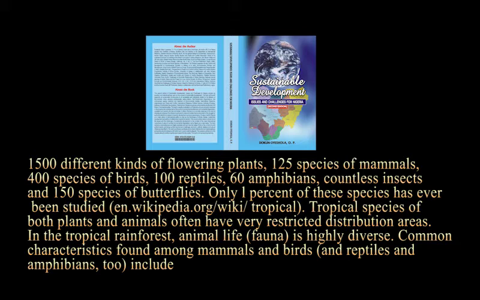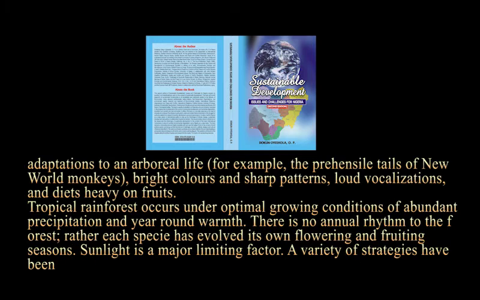In the tropical rainforest, animal life fauna is highly diverse. Common characteristics found among mammals and birds, and reptiles and amphibians, too, include adaptations to an arboreal life, for example, the prehensile tails of New World monkeys, bright colors and sharp patterns, loud vocalizations, and diets heavy on fruits. Tropical rainforest occurs under optimal growing conditions of abundant precipitation and year-round warmth. There is no annual rhythm to the forest, rather each species has evolved its own flowering and fruiting seasons.